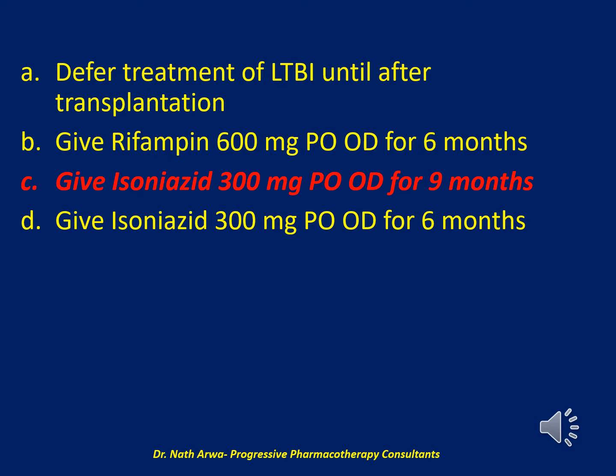Rifampin 600 mg orally once daily is an alternative but is given for 4 months, not 6 months. That makes answer B incorrect. Of note, this medication has substantial drug interactions with immunosuppressive regimens and is only given to patients not expected to undergo transplantation before LTBI treatment is complete. Treating LTBI post-transplantation is a possibility, but generally, it is better to treat LTBI before bolus immunosuppression. That makes answer A incorrect. Please proceed to the next question.